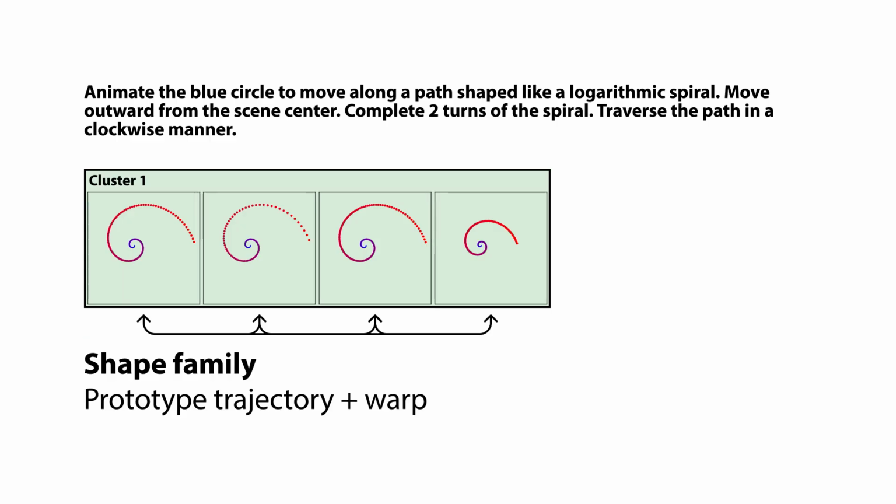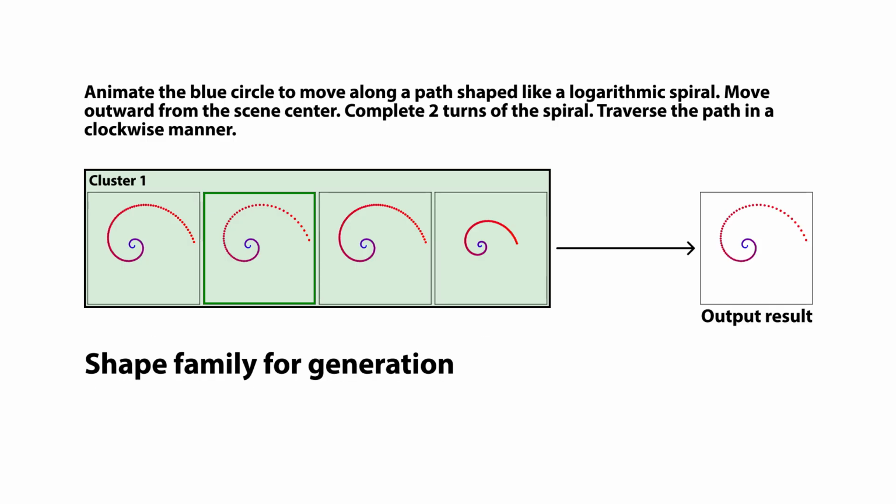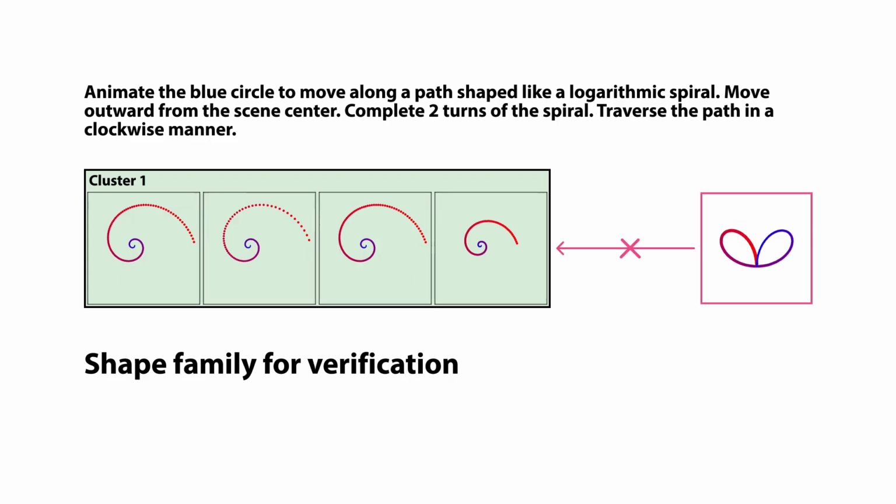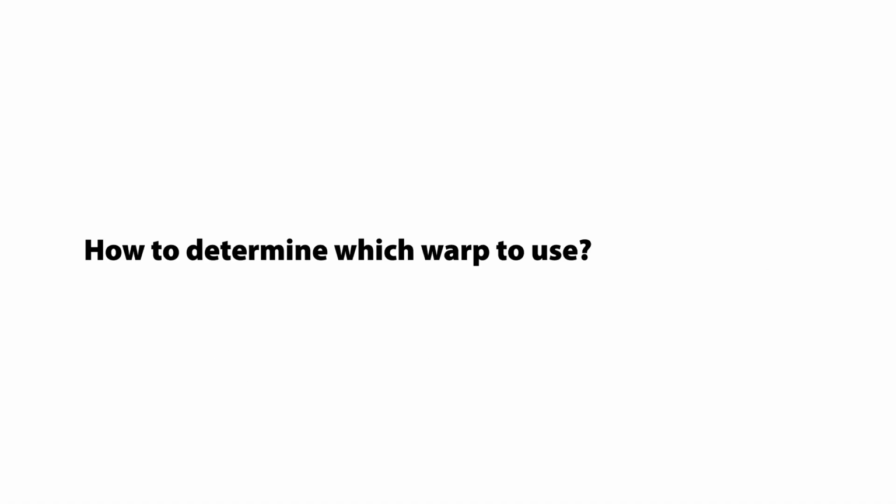Formally, this group of trajectories form a shape family where any member of the family can map to any other members under a particular warp. Now, with this shape family recovered, the task of generation becomes simply returning any member as the result. We can also use this family to perform verification. Given a new trajectory, verification is equivalent to checking if that trajectory belongs to the family under the geometric transformation. So, the key to recover the correct shape family is in the geometric warp.